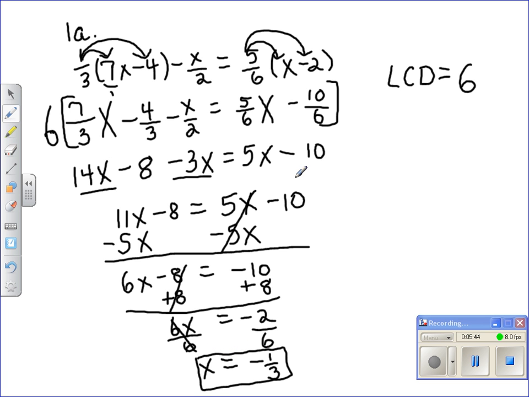And I only had to deal with fractions in my top 2 steps. After that, I was just dealing with whole numbers. Much easier problem to solve.